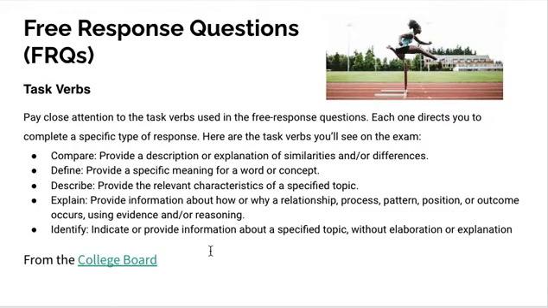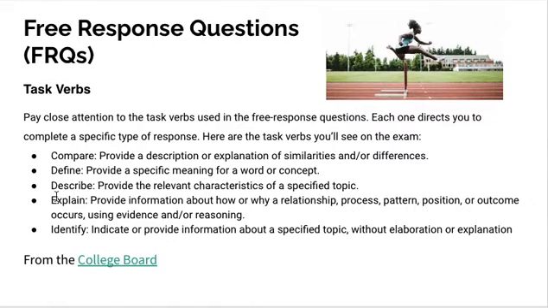I would say if we were going to order these from lowest hurdle to highest hurdle, I would put identify as the lowest hurdle. Then above that, I would put define. Then I would put compare. Then I would put describe. Then I would put explain. Maybe compare and describe could be tied.